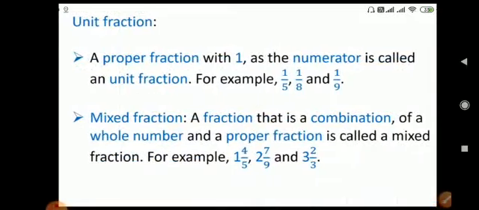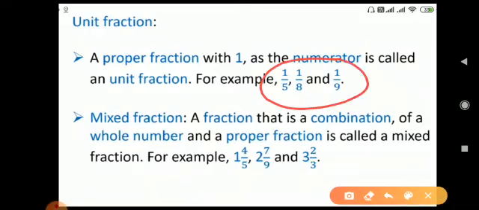Unit fraction. A proper fraction with 1 as the numerator is called a unit fraction. For example, 1 upon 5, 1 upon 8 and 1 upon 9. In these fractions, you can see there is 1 in numerator. So, these all fractions are called unit fractions.